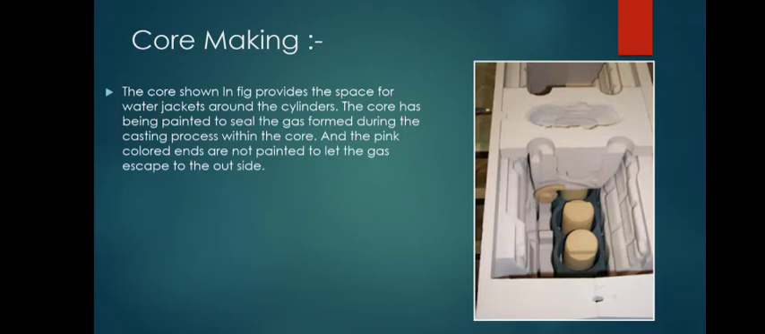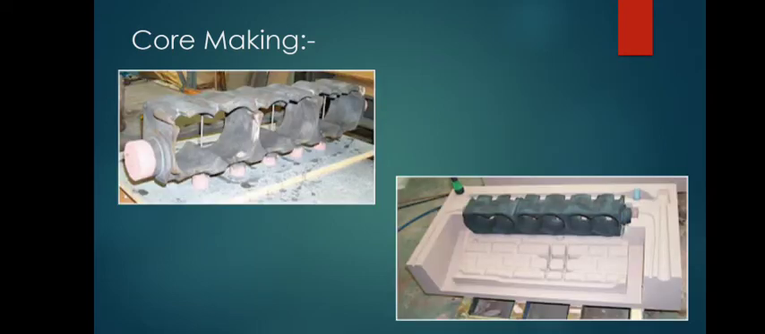After the mold and pattern making, the process of core making follows. The core shown in the figure provides the space for water jackets around the cylinders. The core has been painted to seal the gas formed during the casting process within the core, and the pink colored ends are not painted to let the gas escape to the outside. Here you can see the cores present in the mold. Here are other images of cores which are put in the mold.